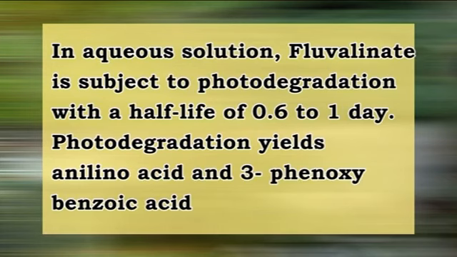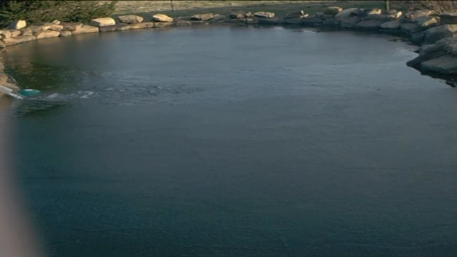In aqueous solution, fluvalinate is subject to photodegradation with a half-life of 0.6 to 1 days. Photodegradation yields anilino acid and 3-phenoxybenzoic acid. In pond waters and in laboratory degradation studies, pyrethroid concentrations decrease rapidly due to sorption to sediment, suspended particles and plants. Microbial and photodegradation also occur.